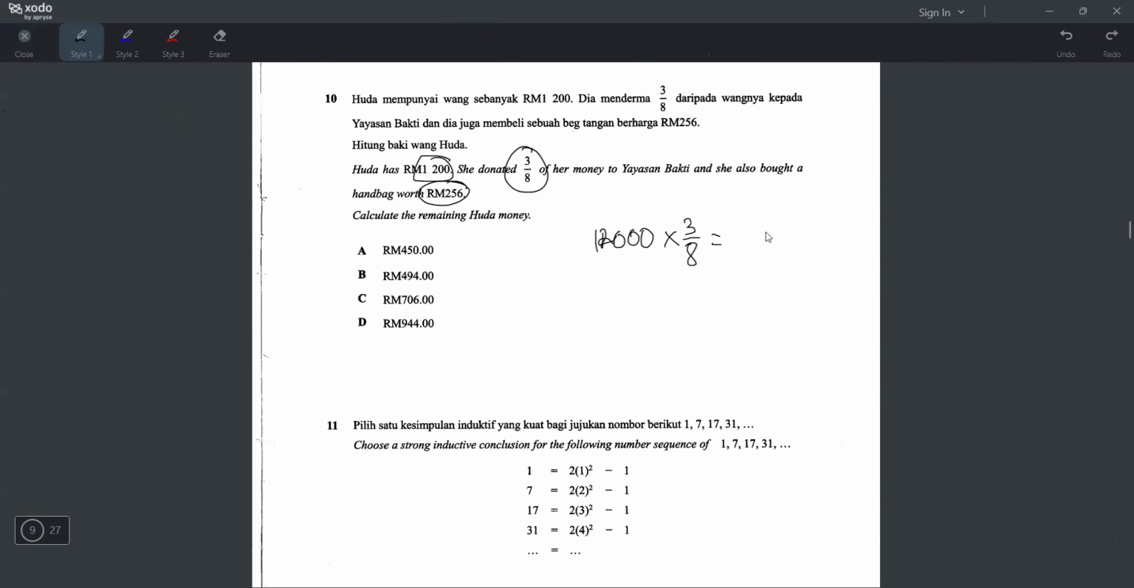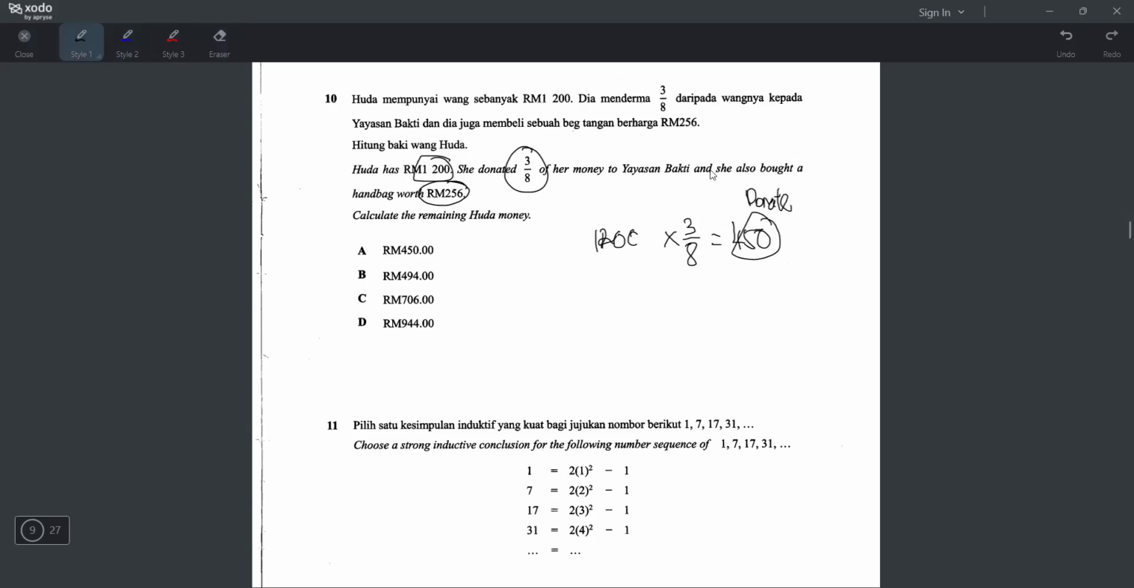So let's press 1, 2, I put extra 0 already. Okay, so 1200 times 3/8. My calculator gives me 450. So 450 is the amount she donated, right?